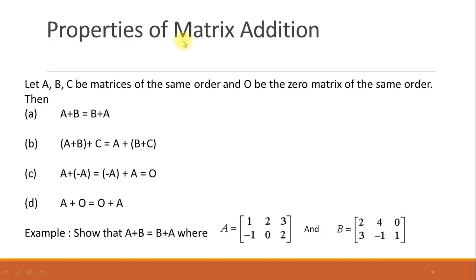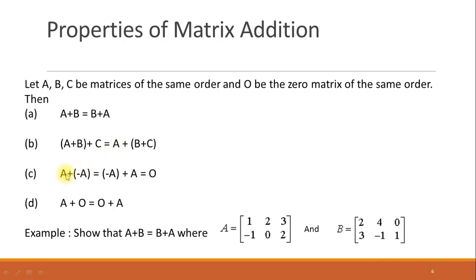Now the properties of matrix addition. Let A, B and C be matrices of the same order and O be the zero matrix of the same order. Then A plus B is equal to B plus A. This means the commutative property with respect to addition in matrices always holds. Similarly, another property, A plus B plus C is equal to A plus B plus C. This property means the associative property with respect to addition in matrices always holds.